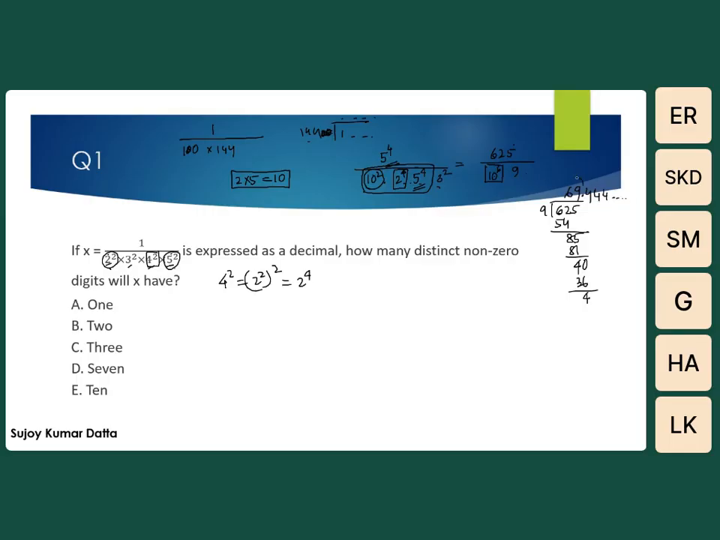Now if I move 6 places left, I'm going to generate a lot of zeros. The question they asked is, how many distinct non-zero digits will it have? Zeros are anyway not useful. And we will not count the 4 multiple times. So distinct non-zero digits: there are only 3 of them, 6, 9 and 4.